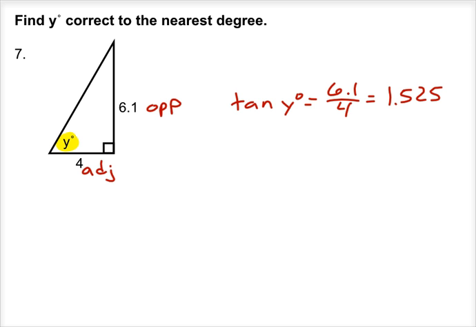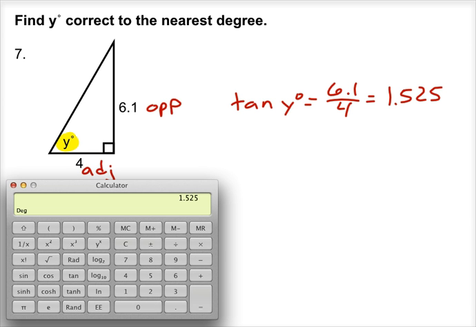And now if I want to know what angle that's associated with, I either look that up in the chart or go back to my calculator, hit second tangent, and it tells me that if I round to the nearest degree, this is going to be a 57-degree angle.